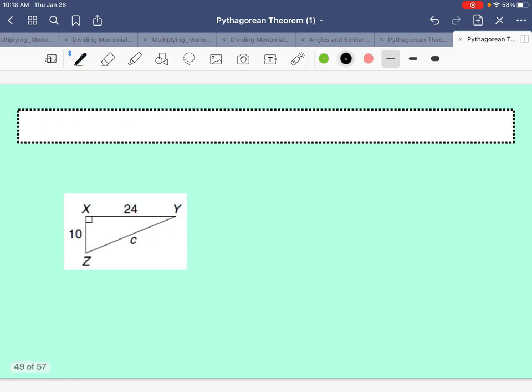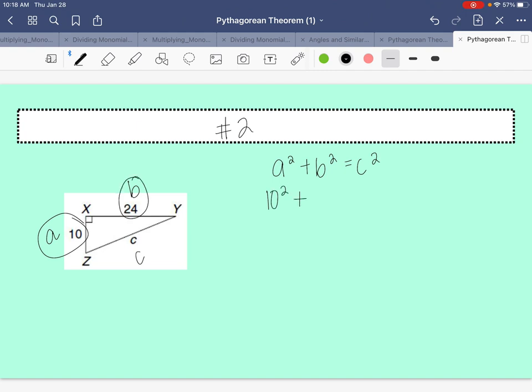All right, let's look at example 2. Again, I have my sides A and B, and I'm missing C. So write your formula, and then let's plug in what we know. I know that A is 10, so 10 squared plus B, which is 24, 24 squared, will equal C squared.